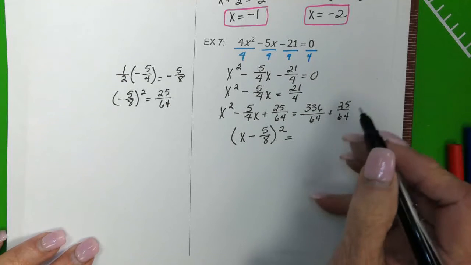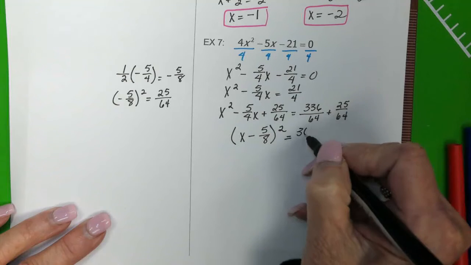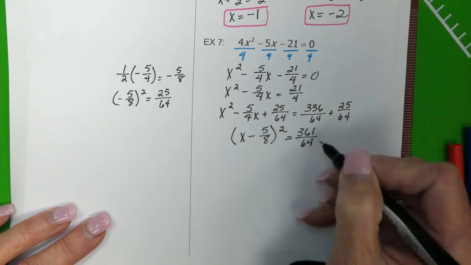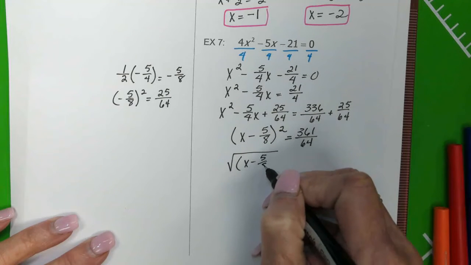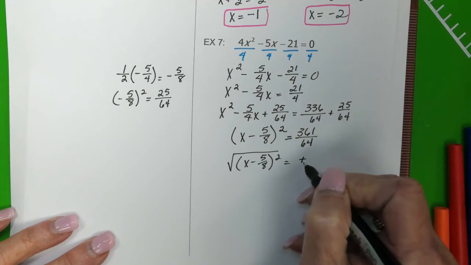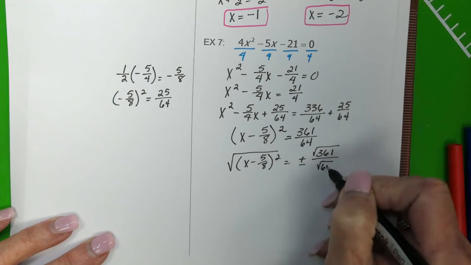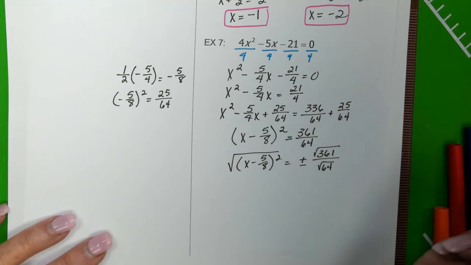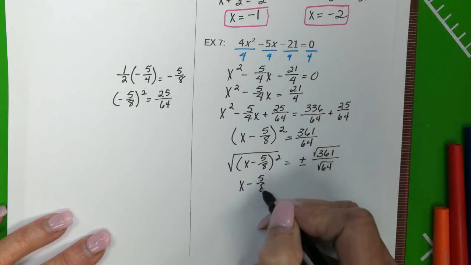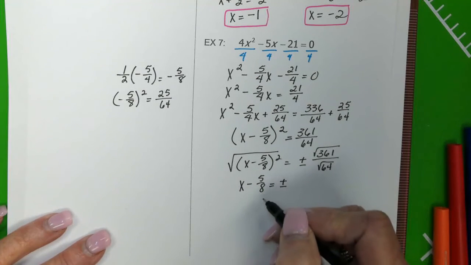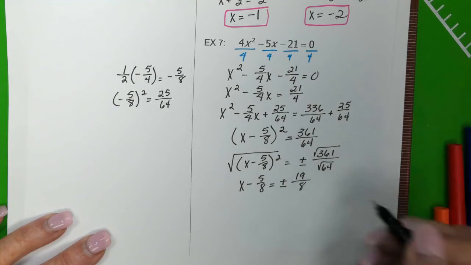And then we have to add 336/64 plus 25/64 gives me 361/64. Take the square root of both sides. Plus or minus the square root of 361 over the square root of 64. And luckily, 361 is a perfect square. So x minus 5/8 is equal to plus or minus the square root of 361 is 19, and the square root of 64 is 8.